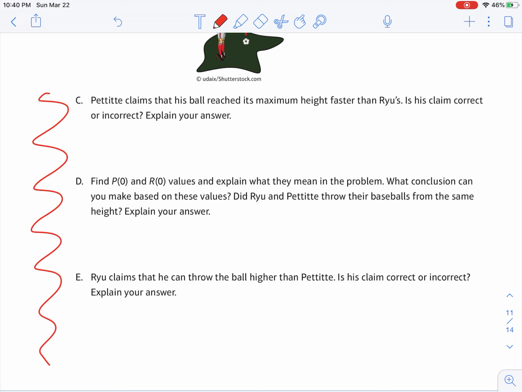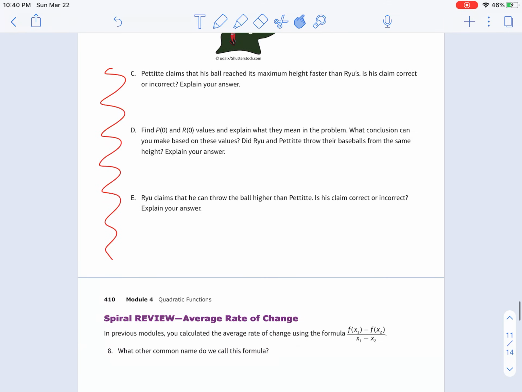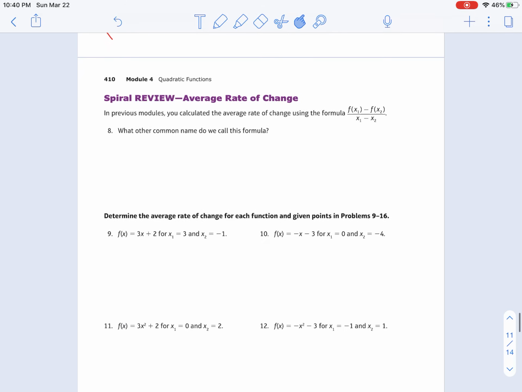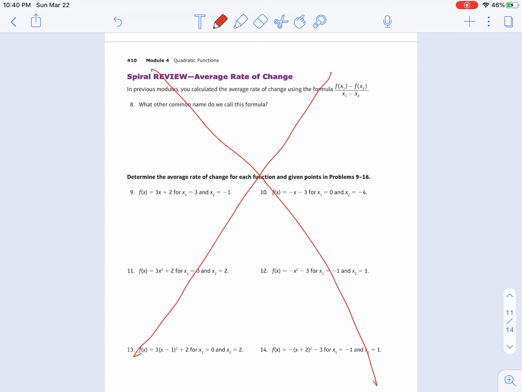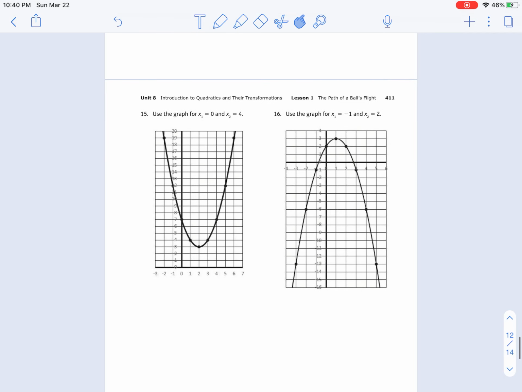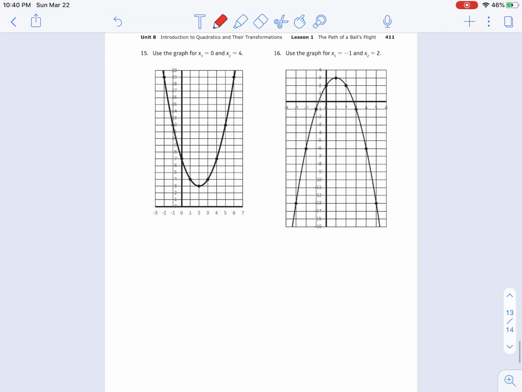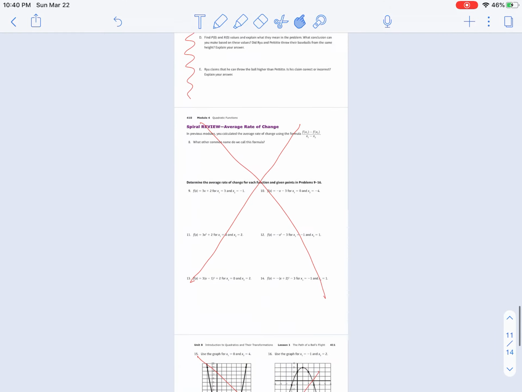Again, you're going to answer these questions. We'll go over them in office hours if you don't understand. Page 410, we're going to skip. We know our average rate of change. Page 411, we're going to skip. And that should take you to the end of a packet.